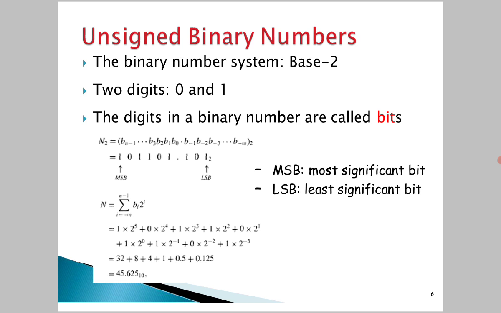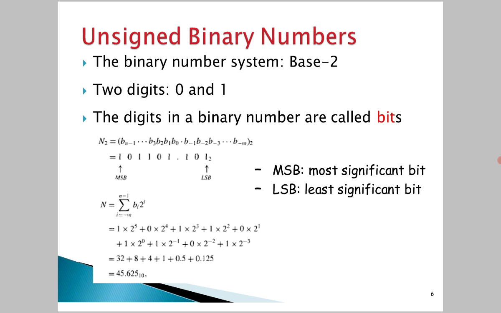The digits in a binary number are called bits. What is a bit? Bit means binary digit, that is either 0 or 1. A simple example is 10110. The extreme right digit is called the LSB, least significant bit, and the extreme left digit is called the most significant bit, MSB.